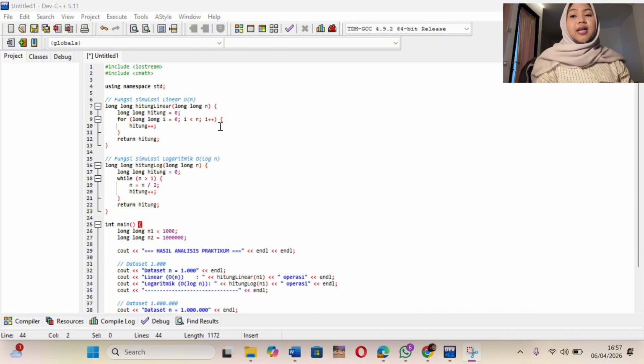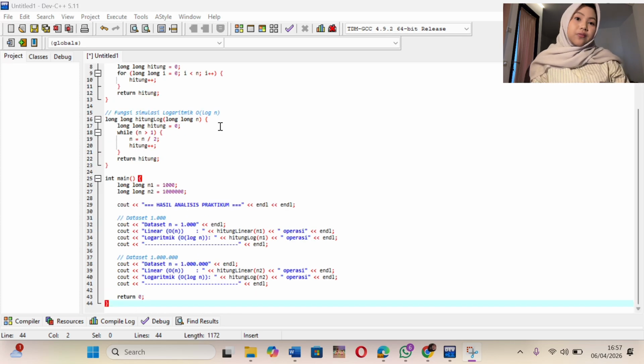Imagine you're building a search engine that processes billions of records. If you use a linear algorithm, your system might take minutes or even hours to respond. But if you use a logarithmic algorithm like binary search, it can find the answer in just a few dozen steps. This is why choosing the right algorithm is one of the most critical decisions in software development. It directly impacts performance, cost, and user experience.